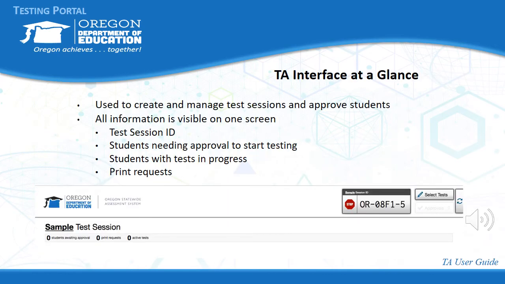The TA interface is accessed through the Test Administration option in the OSAS portal. The screenshot shown on this slide is an example of a sample test session. It is through this interface that a TA can view the session ID, which students need approval to begin testing in the session, those who have tests in progress, and which students have submitted a print request. The following slides will walk through setting up a testing session.